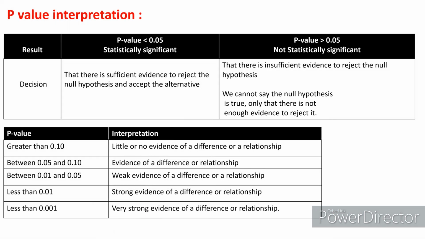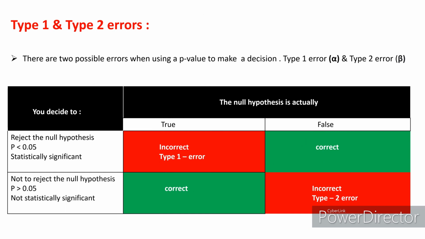And now coming to p-value interpretation, we have already discussed that if the p-value is less than 0.05, we say statistically significant. And if the p-value is more than 0.05, we say it is not statistically significant. There is one important point in the not statistically significant column: if the p-value is more than 0.05, we cannot say that the null hypothesis is true, but we can say that there is not enough evidence to reject it. Okay. And in the below table, I have given different p-values and the interpretation for each value. Please go through them.